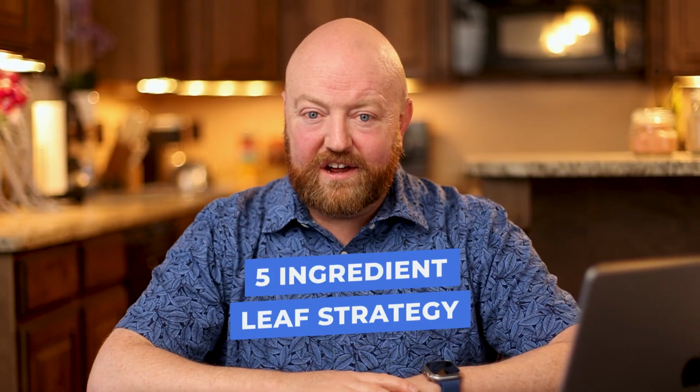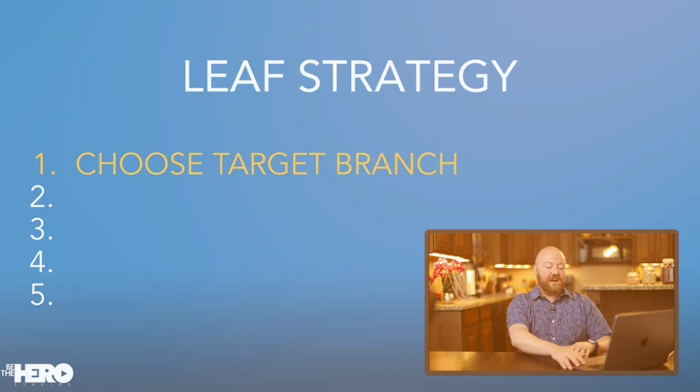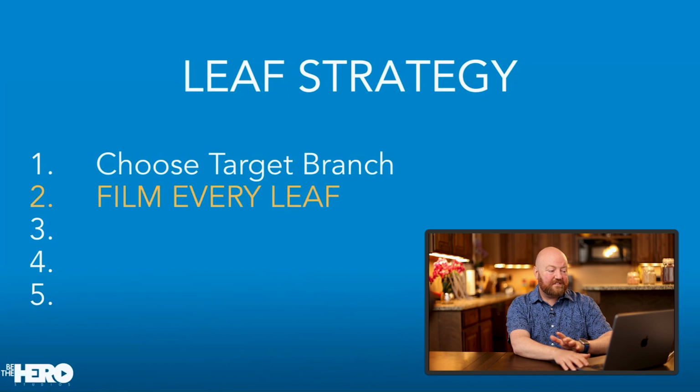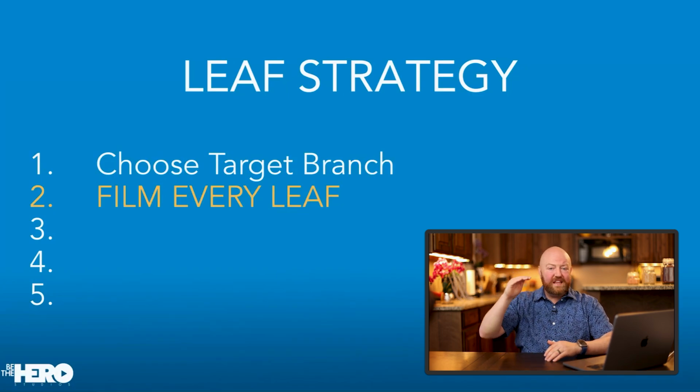So now I'm going to teach you my 5-ingredient leaf strategy. Ingredient number 1 is you've got to choose your target branch. Okay, we've talked about that. So ingredient number 2 is you've got to go through and film every leaf on that branch. You did all the heavy lifting to sort out what branches you wanted to ignore, honing in on your target audience, and then you're going to focus just on the leaf titles on that branch.